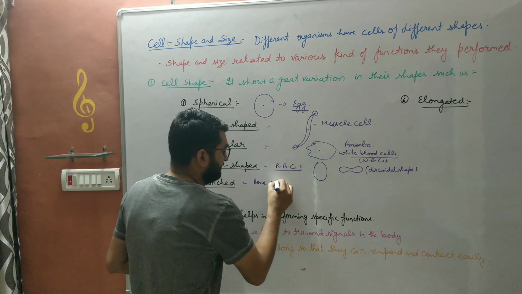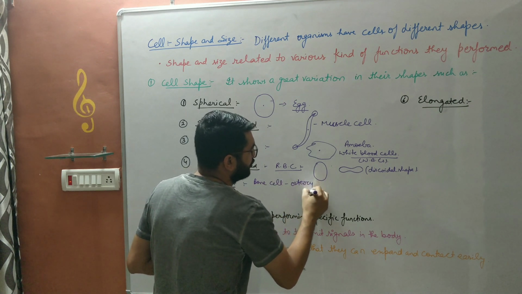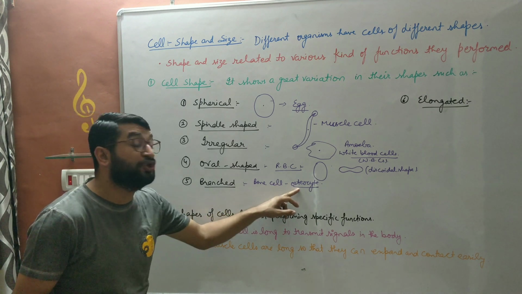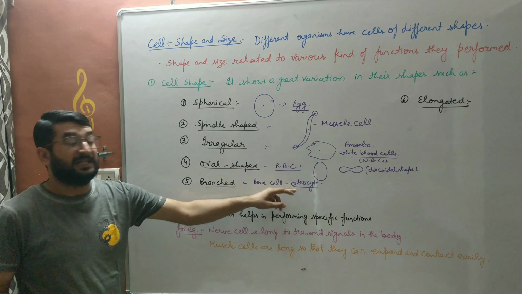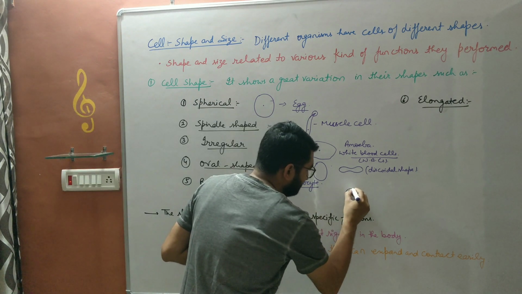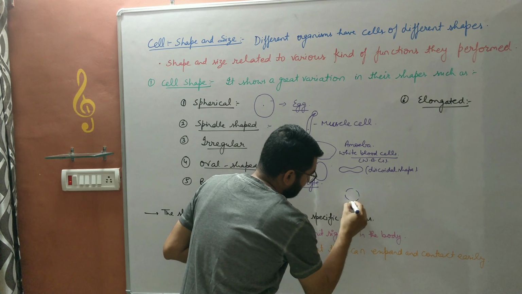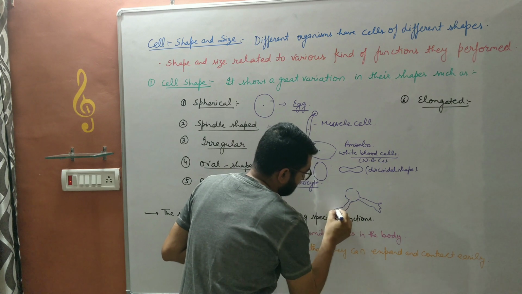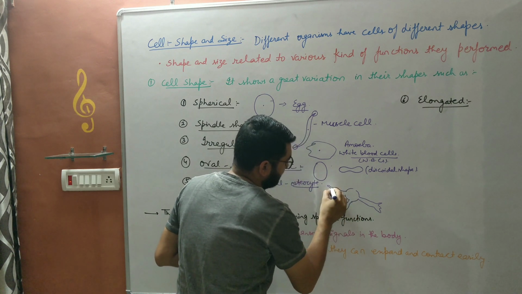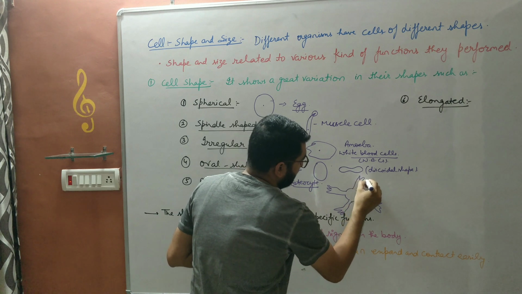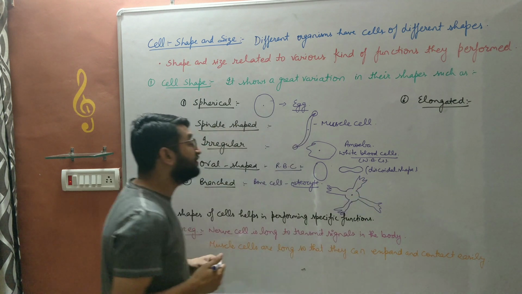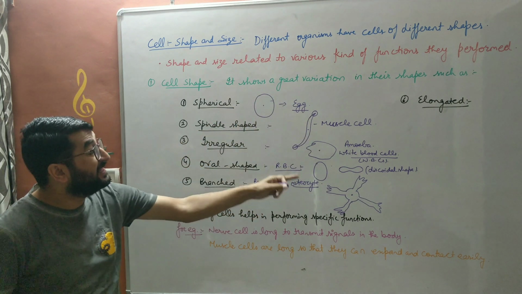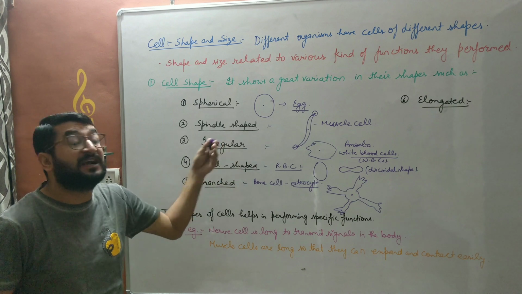Next one, branched. Bone cell, named osteocyte. Bone is made up of specialized cells named osteocytes. That cell is branched. Like this one. It has many branches. So that is osteocyte. That is the bone cell. So various kinds of cells have their specific kinds of shapes.